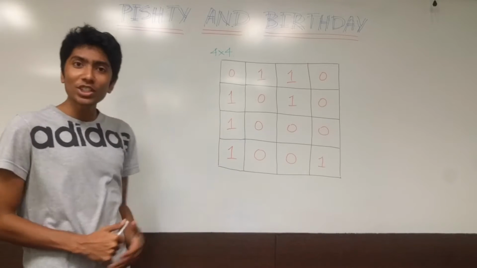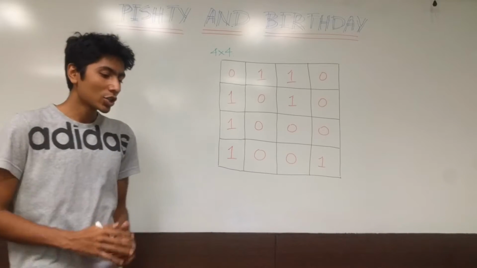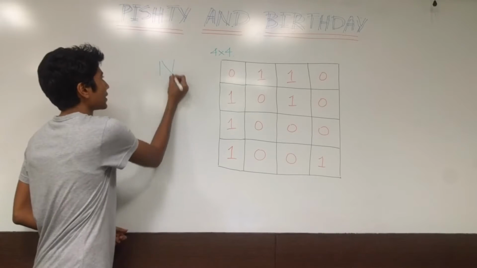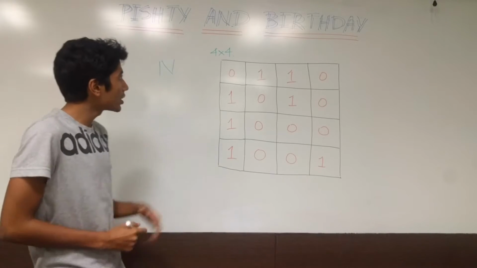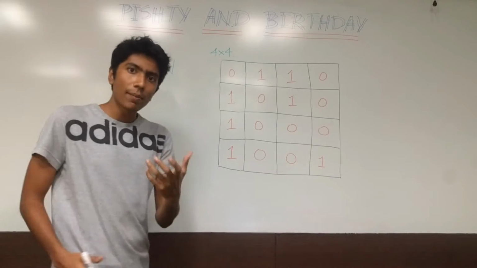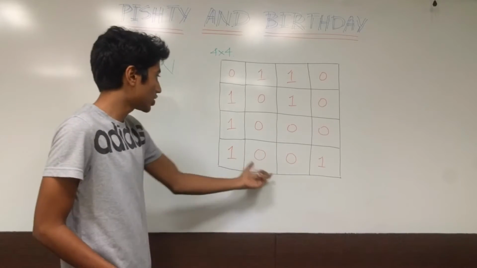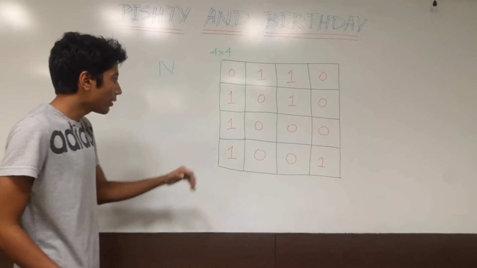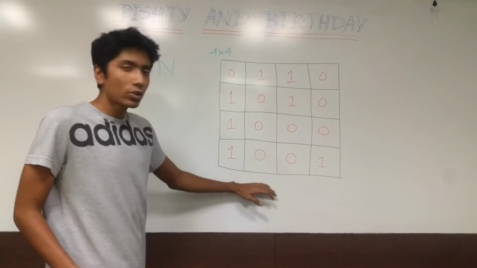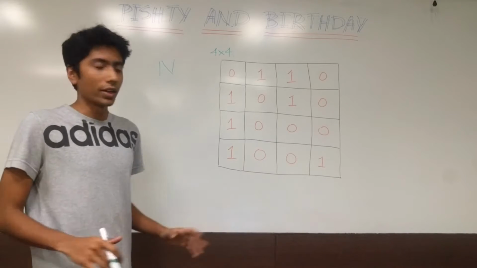We're going to be talking about Pishty and his birthday today. So Pishty on his birthday got lots of cakes, n cakes, and each cake is represented by a 4x4 matrix. All the cells in this matrix represent a candle. Each cell represents a candle, and if that cell is set to 1, it means that the candle is burning. If it's set to 0, then the candle is off, it's not burning.